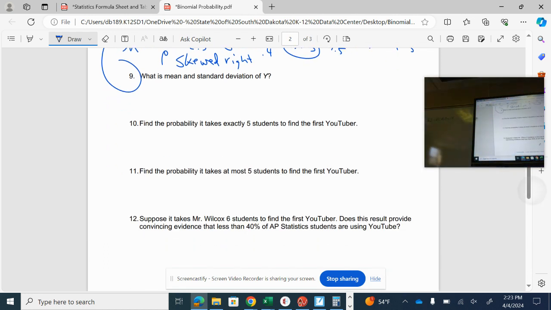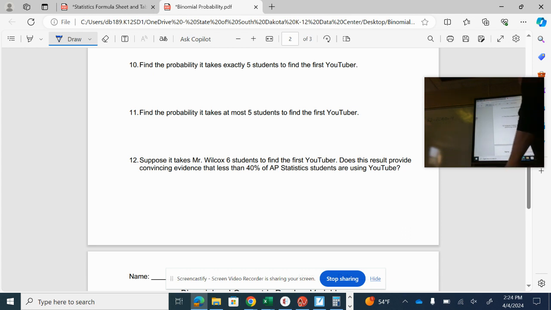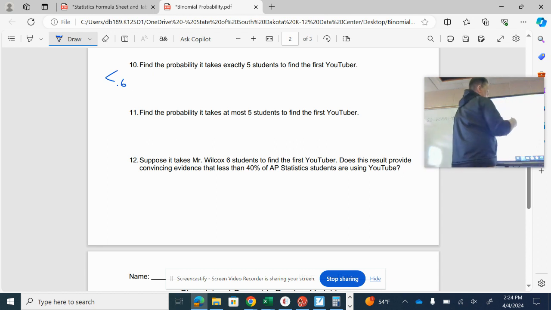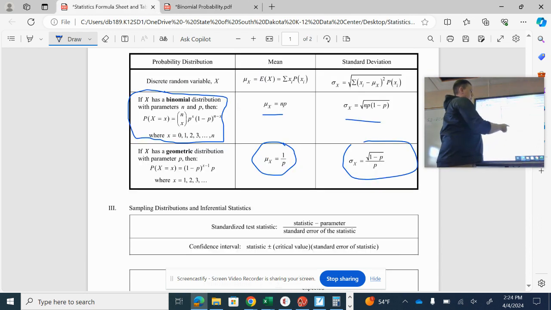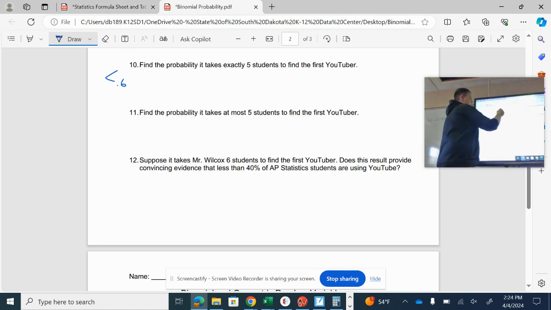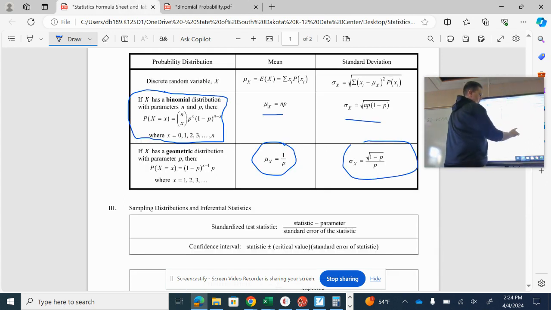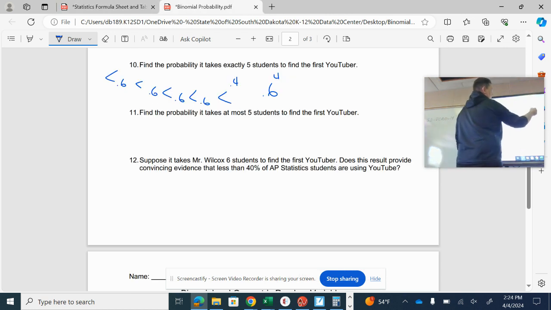All right. Find the probability it takes exactly 5 students to find the first YouTuber. So this one, I would go like this. There is the formula here, which is 1 minus p to the x minus 1 times p. I'll show you that I am using the same thing. We would have to not get one, not get one, not get one, not get one, and then get one. So that is the probability of failure to the 4, which is the 1 minus p to the 5 minus 1, that's to the 4, and then times the probability, and that's what we would get.